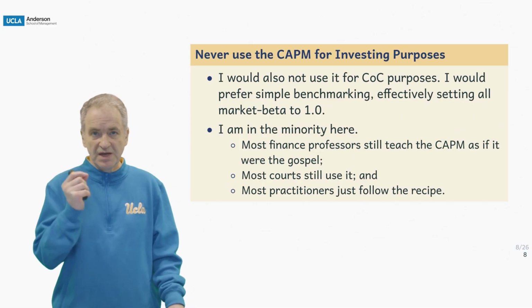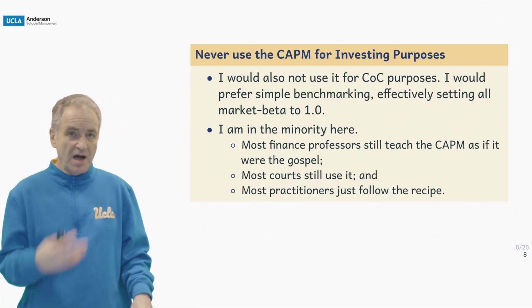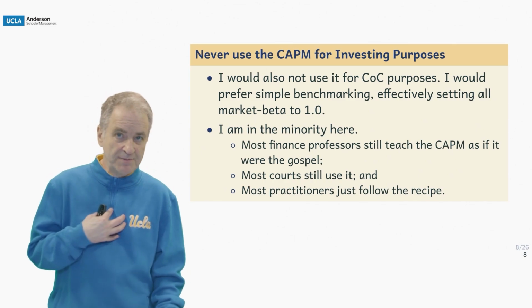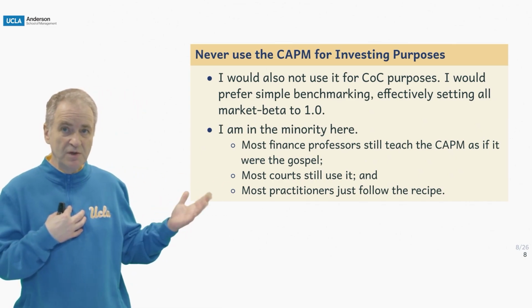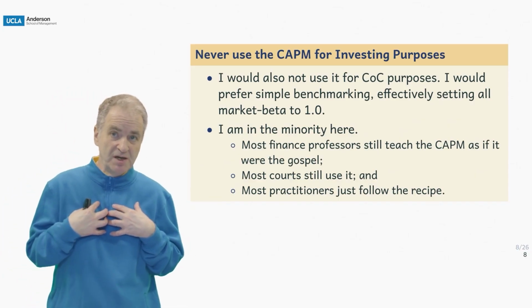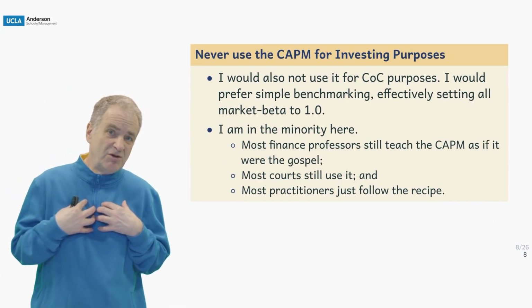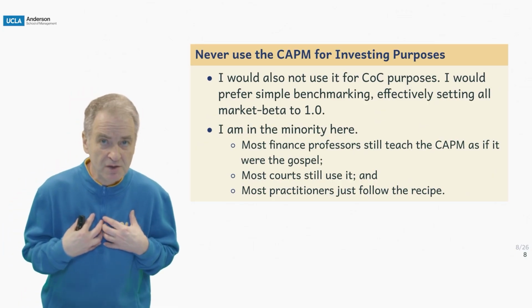Never use the capital asset pricing model for investing purposes. I would also not use it for cost of capital purposes, which is what we've been using it for and which is what everybody in the world is using it for. I personally would prefer simple benchmarking and just presume that all stocks have a market beta of 1. But I am in the minority here.